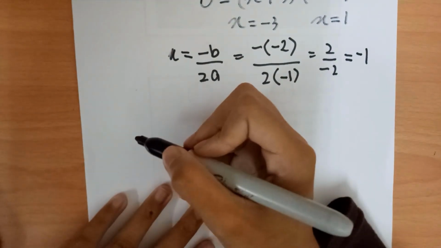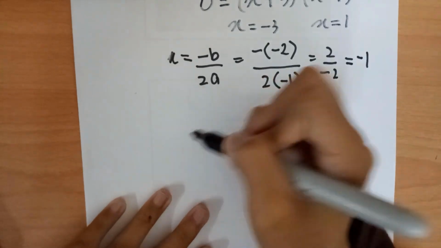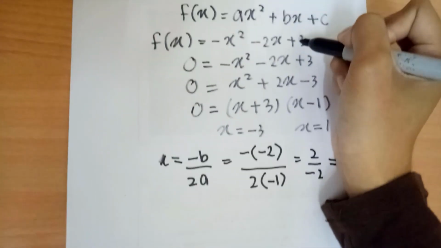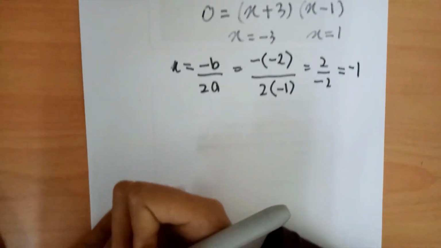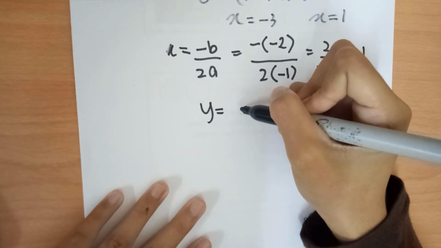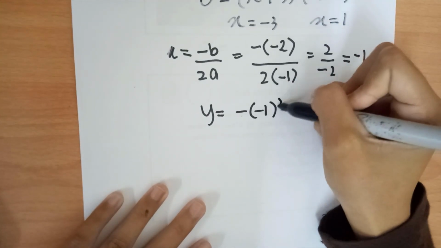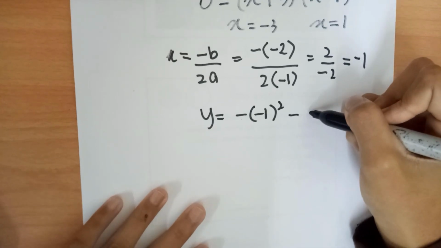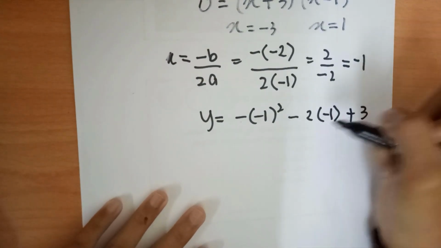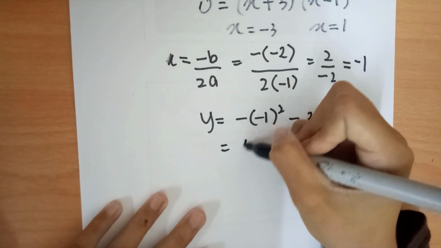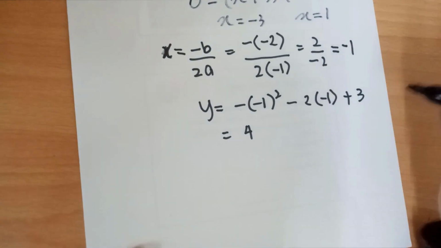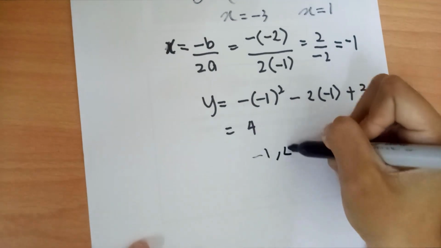To find the y coordinate of the maximum value, we substitute negative 1 into our original function. So here we have y equals negative 1 squared minus 2 times negative 1 plus 3. It becomes 4. Okay, so the coordinate of the maximum value is (negative 1, 4).